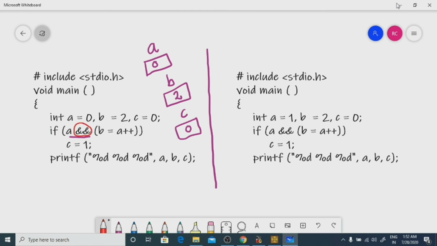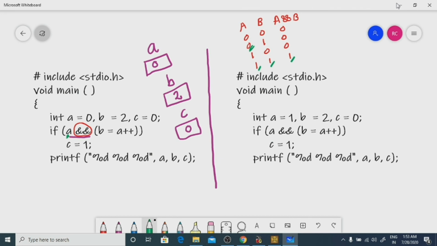Logical and means, if you take A and B: 0 0 0, 0 1 0, 1 0 0, 1 1 1. So logical AND: if both the operands are 1, then only the result will be 1. If any one operand is 0, the ultimate result will be 0. Here, in our expression, A itself is 0. So it knows the ultimate answer. The whole expression will become 0.